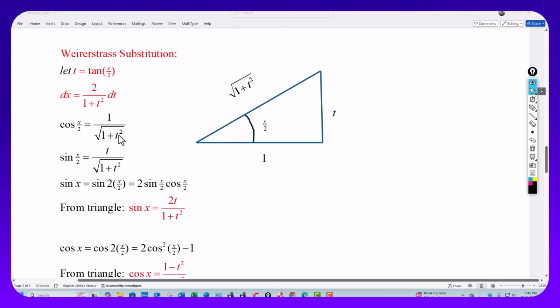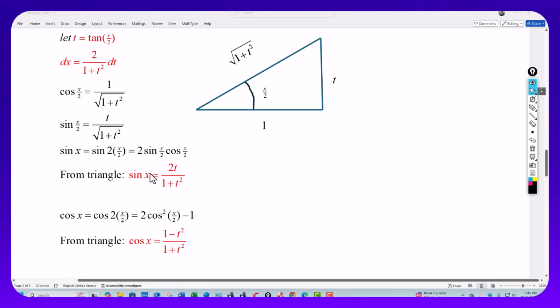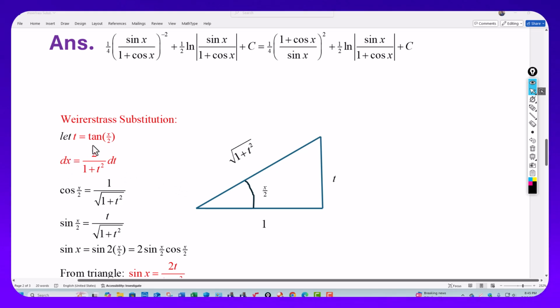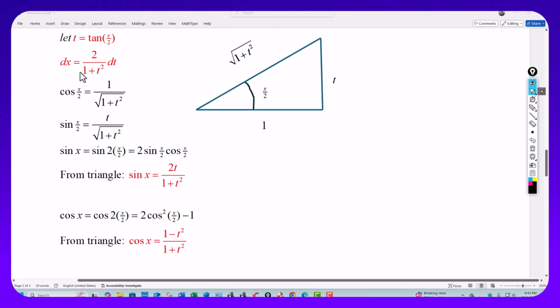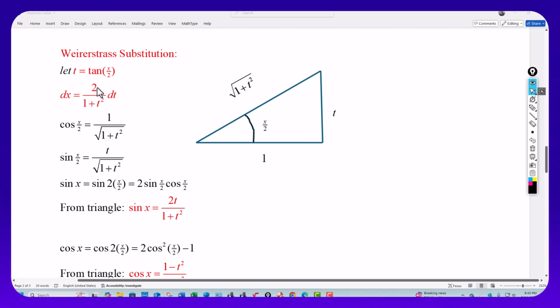Now if you look at the formulas, the one we just used with a u, they're pretty much the same, except instead of a u, they have a t. But we're going to do the same thing. Wherever you have a sine of x, you're going to replace it by 2t over 1 plus t squared, except in this case, the t is tangent of x over 2. Wherever you have a cosine of x, it's going to be 1 minus t squared over 1 plus t squared. And the dx is going to be replaced by 2 over 1 plus t squared dt.